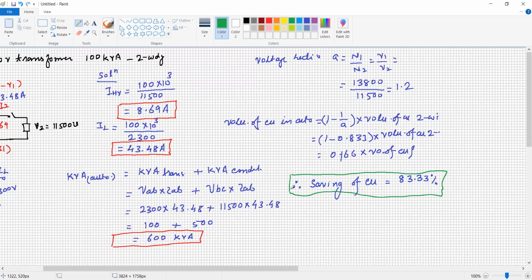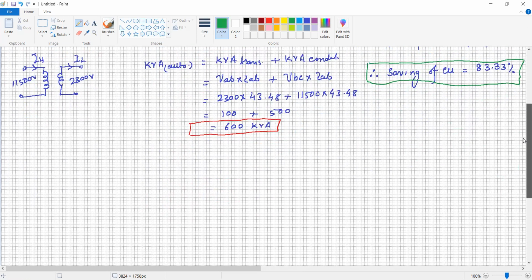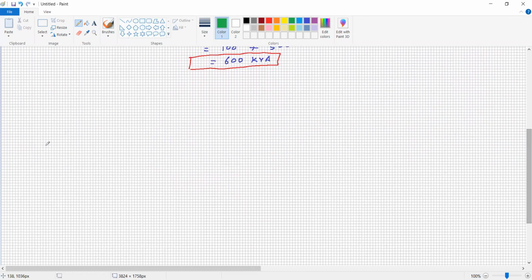Now, case B. What is case B? It is asked that in the second case, the secondary voltage, now part B, the load is connected to 2300 volt. Okay, so under such condition, what would it be? It is a very good example so that we can get the conclusion.